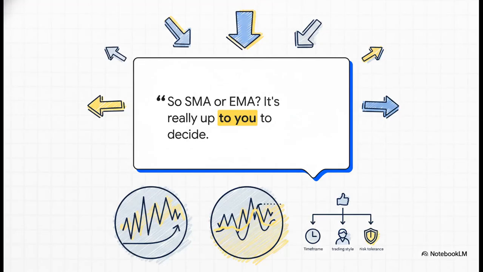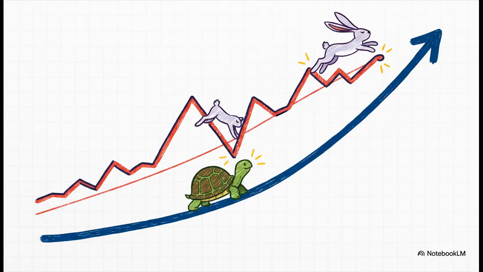So what's the final verdict? Honestly, there is no single best moving average. It just doesn't exist. The right one for you comes down to your personal trading style, how long you hold your trades, and frankly, how much risk you're comfortable with. But check this out. Here's a little twist. You don't actually have to pick one.